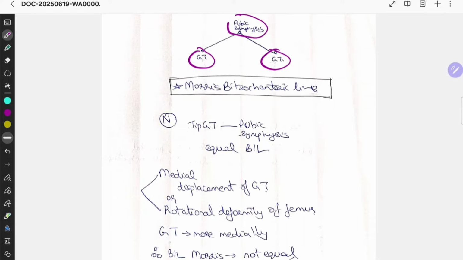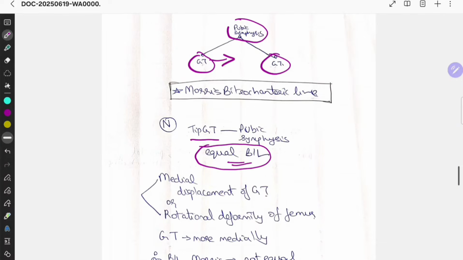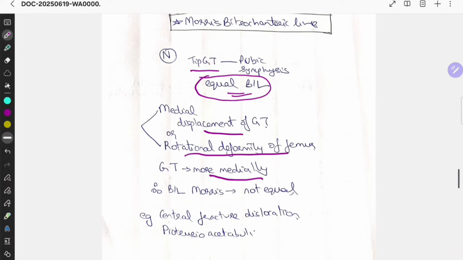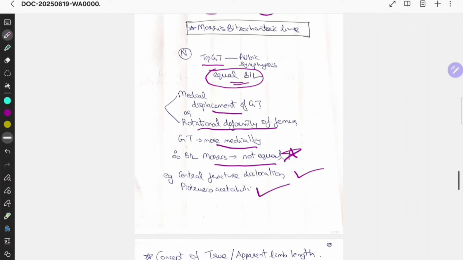Normally, bilaterally, the distance between the tip of greater trochanter and pubic symphysis should be equal. But whenever there is medial displacement of GT or some rotational deformity of femur, the GT goes more medially. So the bilateral Morris bitrochanteric lines would not be equal. So what are the common causes? As we discussed in detail in the Bryant's triangle, it could be some central fracture dislocation, protrusio acetabuli, or all the conditions we discussed in detail in the Bryant's triangle.